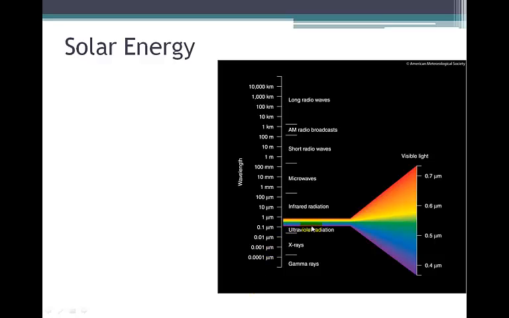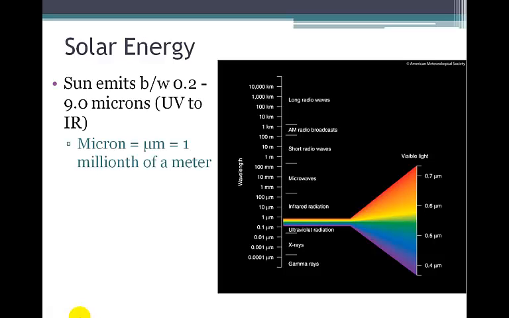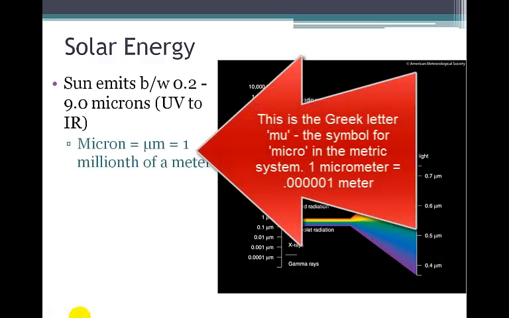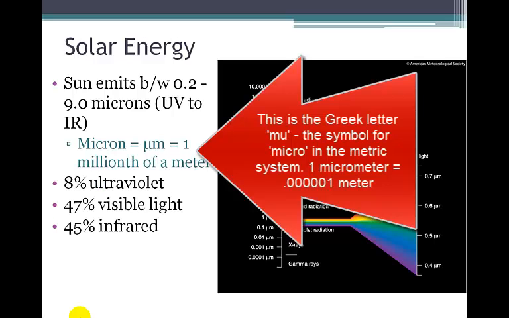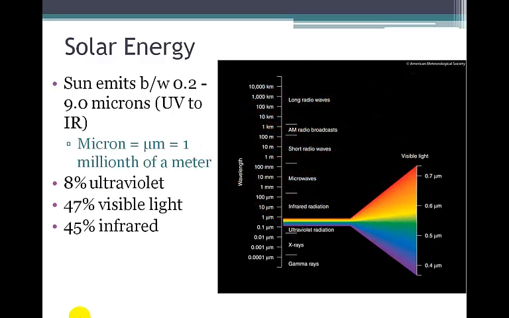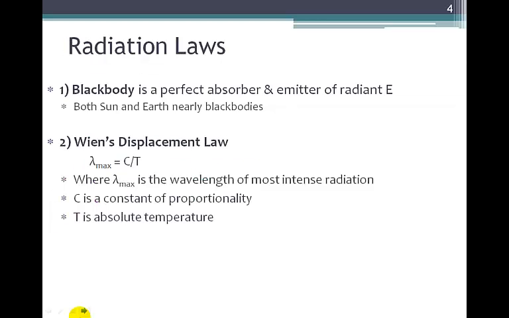And we have the visible light spectrum, which our eyes are attuned to work at. We can see visible light. That's why it's called visible light. And you see that it ranges from about 0.4 to 0.7 micrometers, from purple to red. So our sun emits between 0.2 to 9 microns. So that, as I said, spans between the ultraviolet and the infrared range. And here's the breakdown. It's about 8% ultraviolet, 47% visible light, and then 45% infrared.